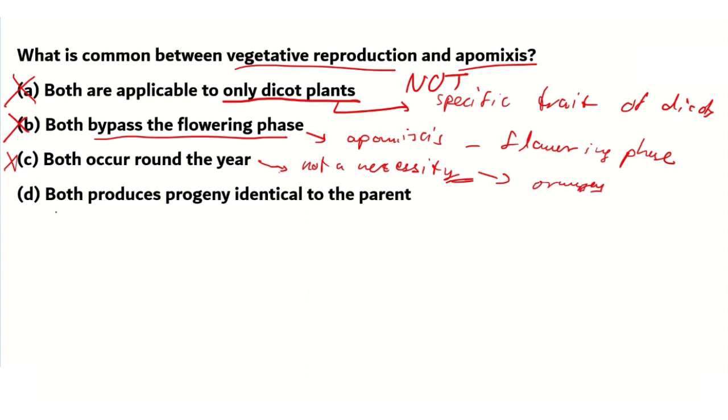And finally, option D, both produce progeny identical to the parent. This option is correct because in vegetative propagation we do not have sexual reproduction. It's asexual, so the progeny is identical to the parent. And in apomixis we know that the nucellus divides to form the seed, so the plant's genetic makeup is not being changed. So the progeny is identical to the parent. That's the common thing between vegetative reproduction and apomixis. Both of them produce progeny which are identical to the parent plant. Option D is the correct option.